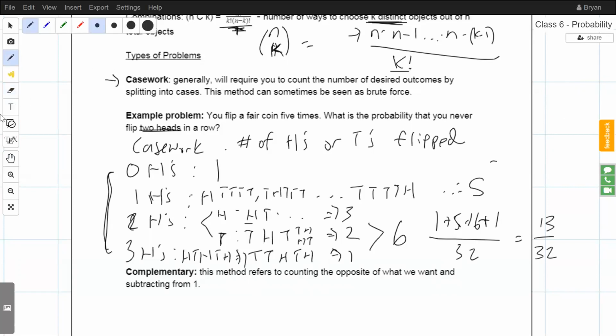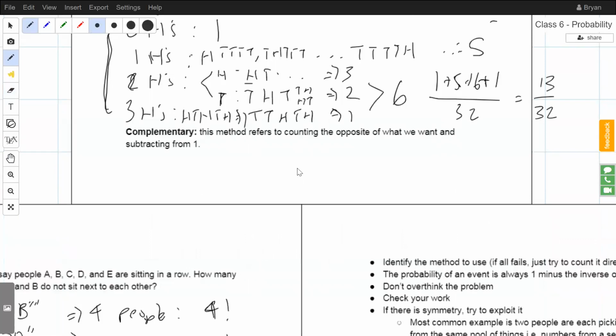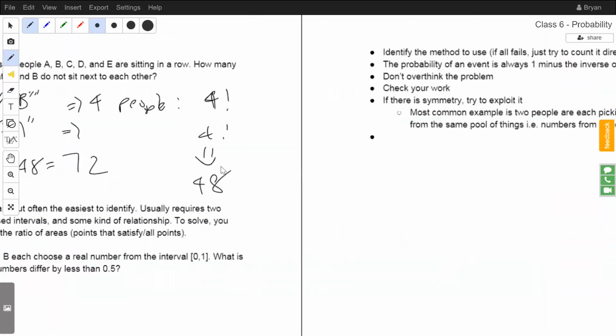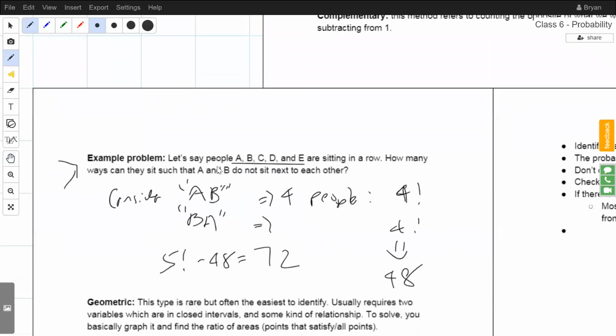But yeah, you'll see that this is a very, very common tip, and it's not just for an ordering problem.